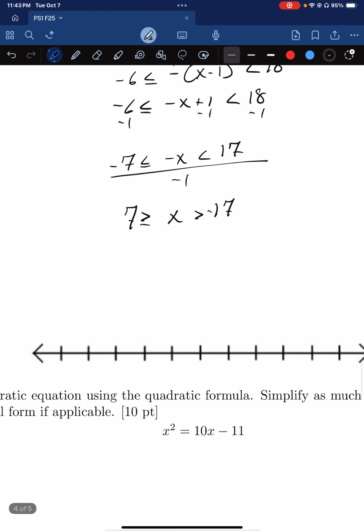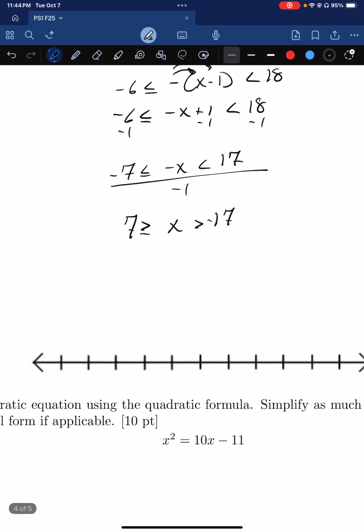All right. And so now, looking here, I see x is between negative 17 and 7. Although, since this is a greater than or equal to sign, I know that it can be 7, but it cannot be negative 17. Let me rewrite this. So our smallest number is negative 17, and it can't be negative 17, so that means we get parentheses there. And then our biggest value is 7, and it can be 7, so we get brackets there.